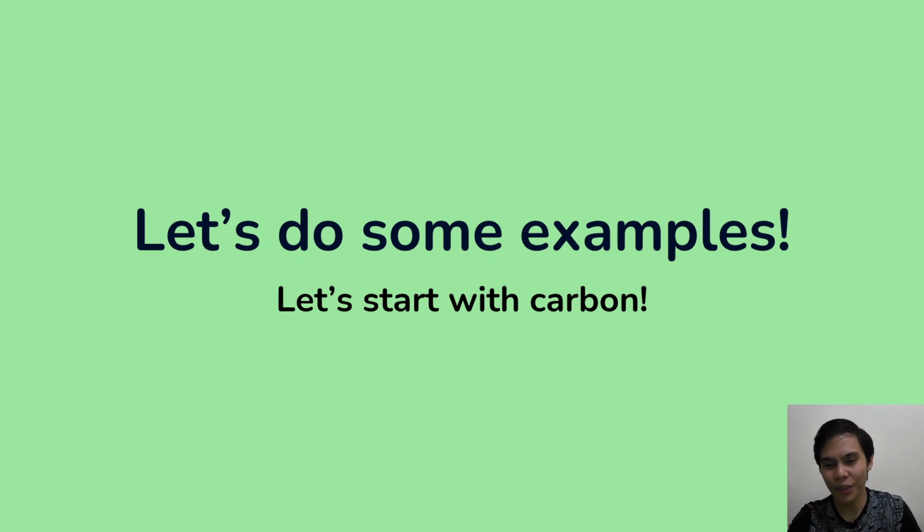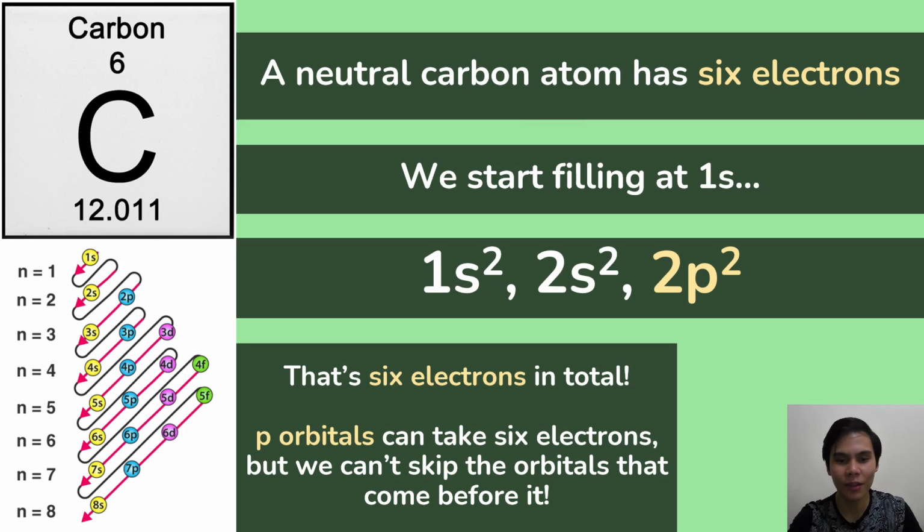Let's start with a rather simple element. We'll start with carbon. Carbon has an atomic number of 6. So the neutral carbon has 6 electrons. That's step 1. We're done with step 1. 6 electrons. So next we do step 2. We follow the Aufbau principle. We fill in these orbitals based on the Aufbau principle.